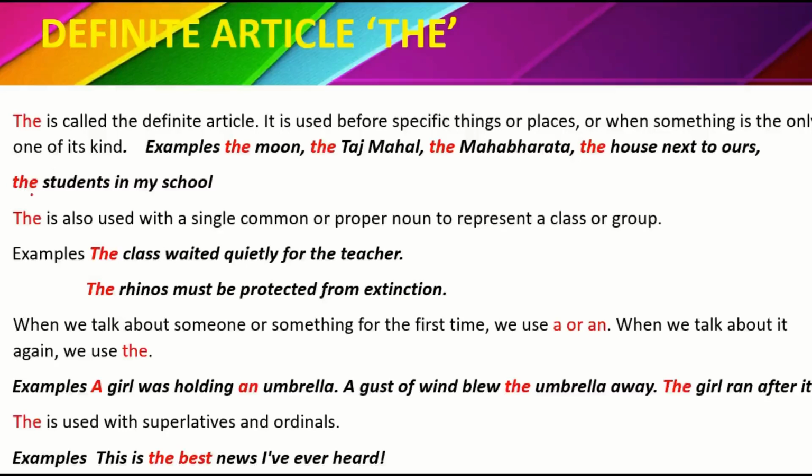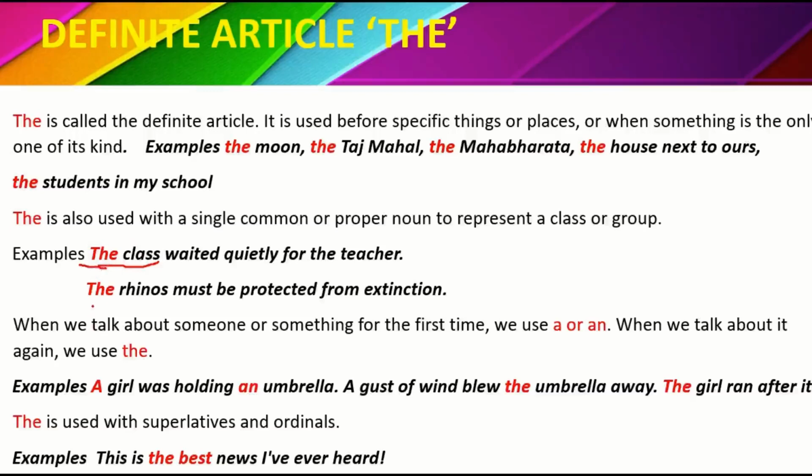The students in my school. Here I am talking about the particular group of students in my school. So we have to use the word "the". If you want to be particular or specific, you have to use the definite article "the". "The" is also used with a single common or proper noun to represent a class or group. Example: The class waited quietly for the teacher. See the word "the class". It shows a group of something, right? So that's why we have used "the" in front of that.